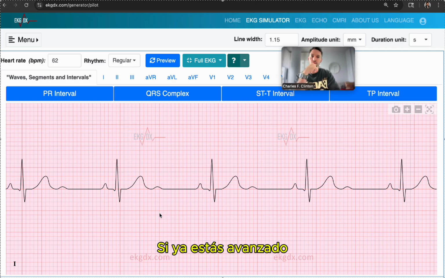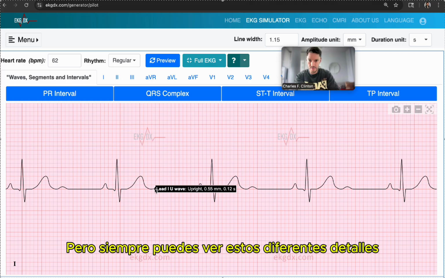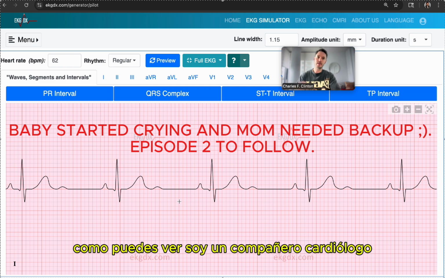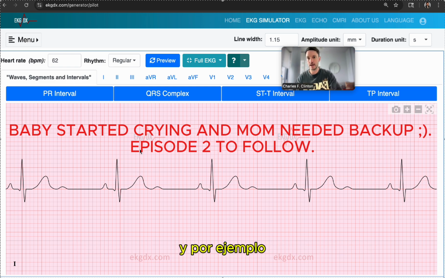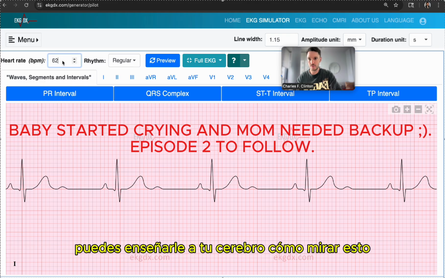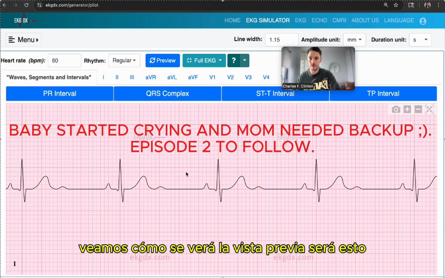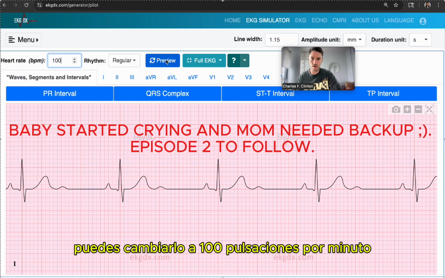If you already are advanced, you probably won't do much with this, but you can always see these different specifics, and you can always take it one step further. As you can see, I'm a cardiology fellow and I am definitely enjoying this, and I'm sure I'm going to learn a lot. And for example, you can teach your brain how to look at this, because 60 beats per minute, let's see how it will look. Preview will be this. You can change it to 100 beats per minute.